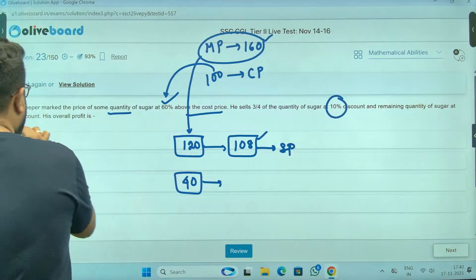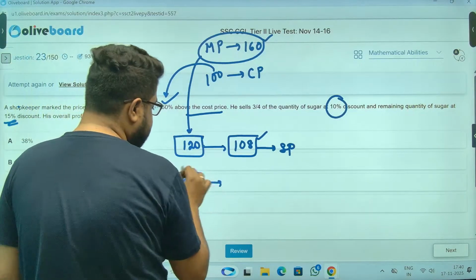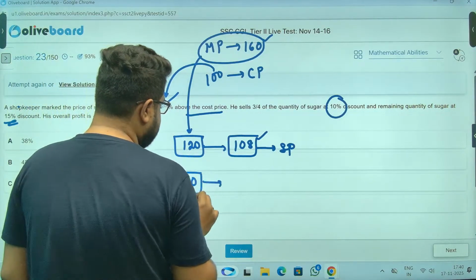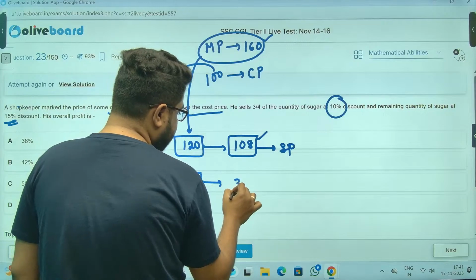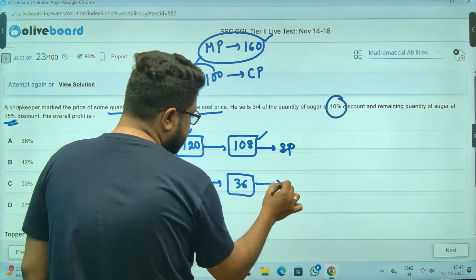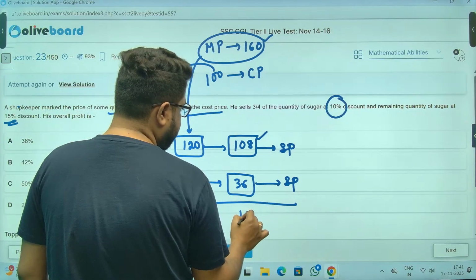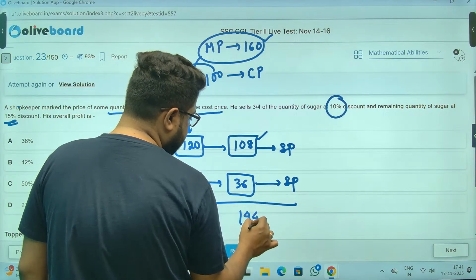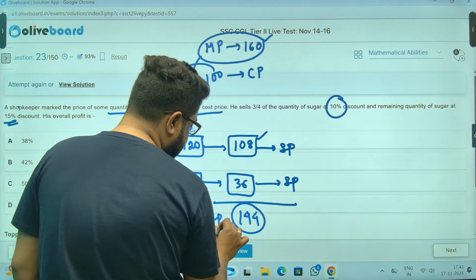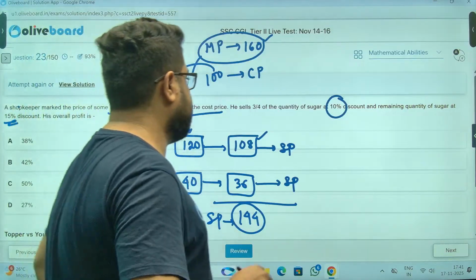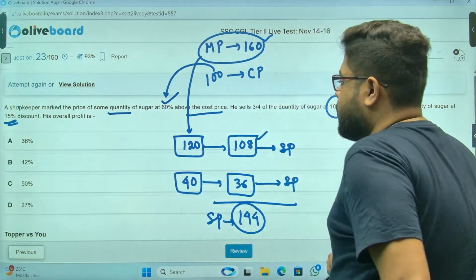Remaining quantity at 15% discount. 15% of this 40 is 6 rupees discount. 6 rupees, so it will be 36 rupees. That is SP. So total SP is, sir, 108 plus 36, so 144 rupees. This is the total SP. Right? Achha, total SP, sir.